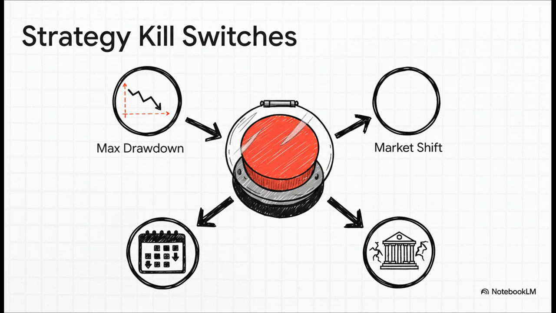Rules written in stone for when you just turn the strategy off. What happens if it loses more money than it ever did in the backtest? What if the market itself just fundamentally changes? You have to decide these rules before you're in a big drawdown, so that logic, not fear, and not hope, is making that final call.